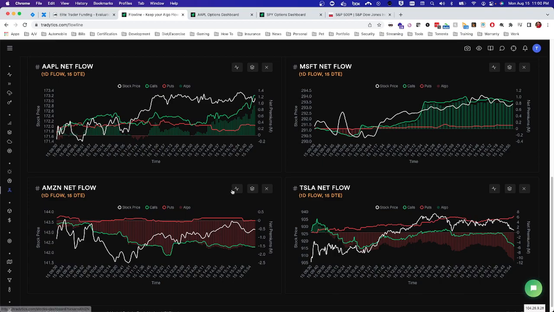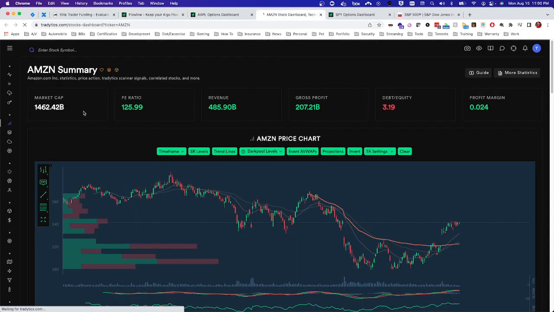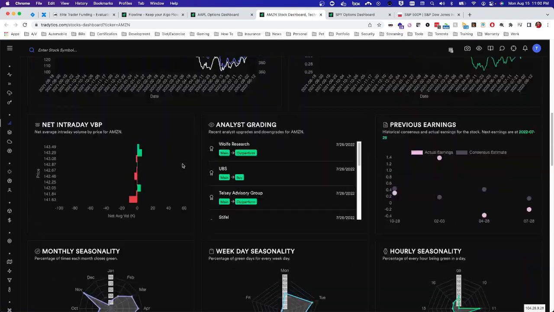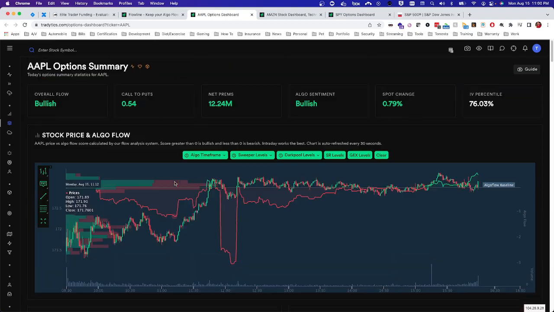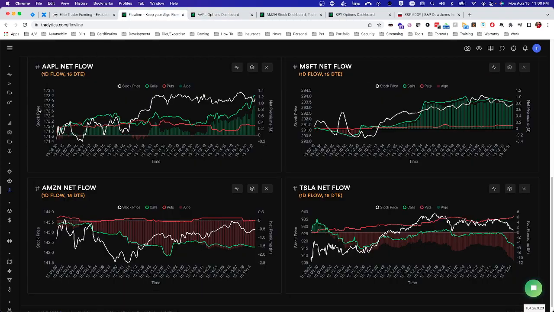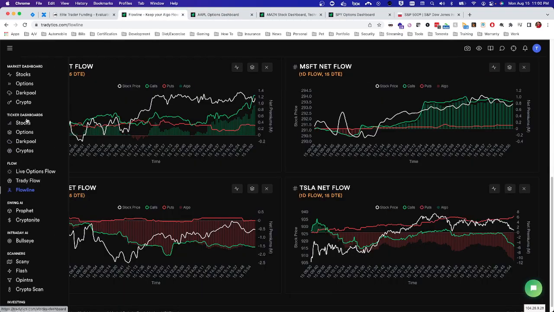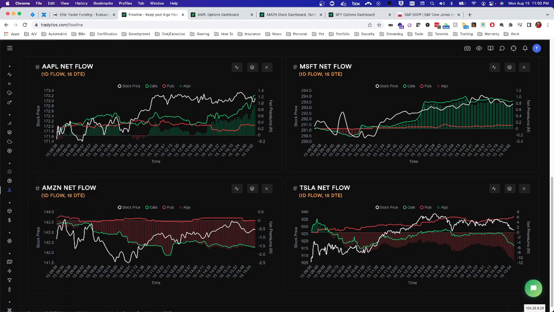And then you could do the same thing for the stocks page as well. You can click this icon and it'll bring you to the stock summary page, which has a lot of nice tools to use, which I've covered in past videos. And so that is really it. So I just wanted to talk about the new Flowline tool and the market net flow features. Hopefully you find this helpful and exciting.